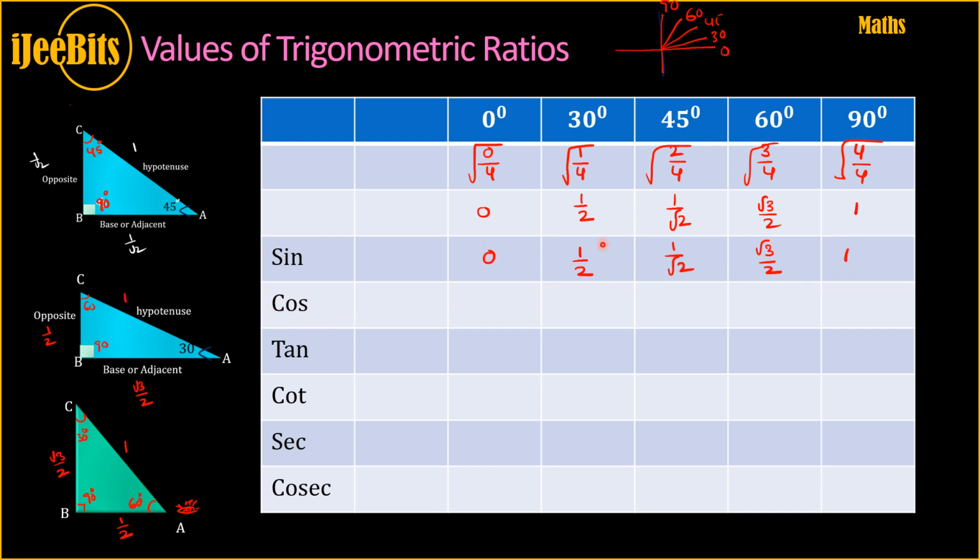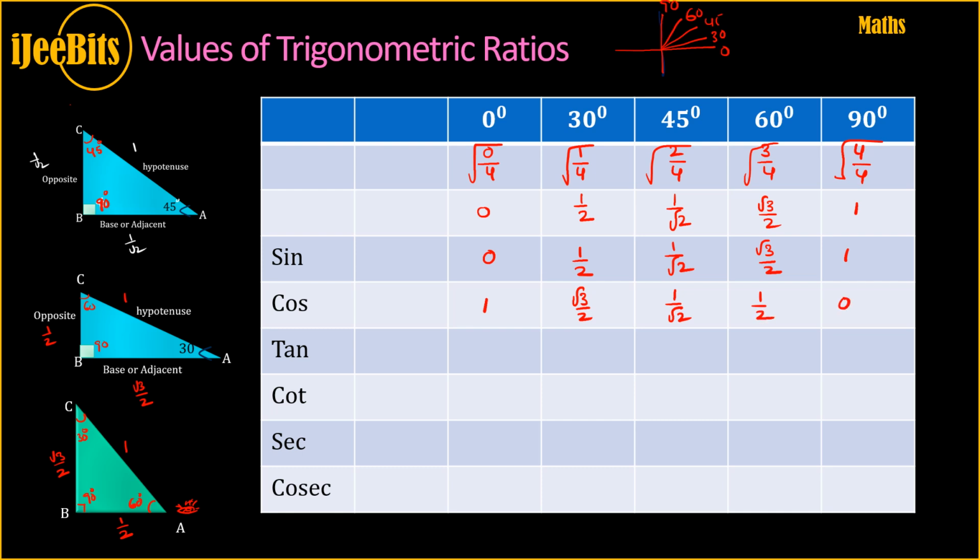For the cos value, what you have to do? These values, you put them in reverse order here. So 1 goes here, root 3 by 2 next, 1 by root 2 as is, 1 by 2 goes in this place, 0 in this place. That is how you get the cos values. That's the magic that we have to do. So let me note it down. So this is 1, root 3 by 2, 1 by root 2, 1 by 2 and 0.